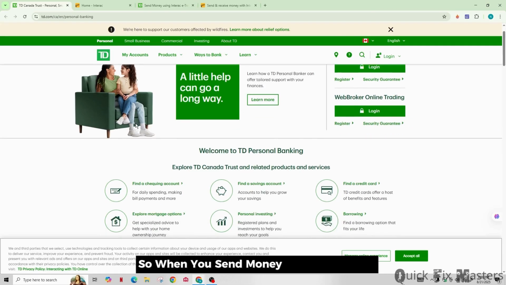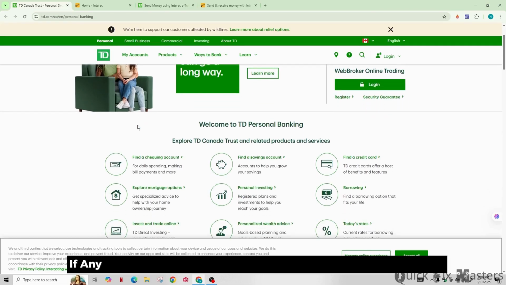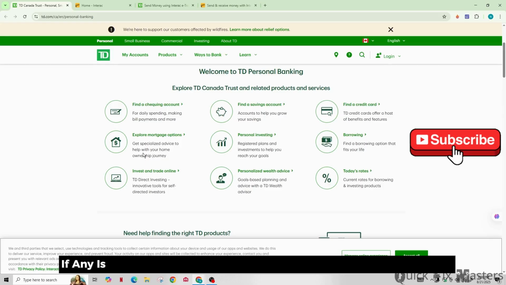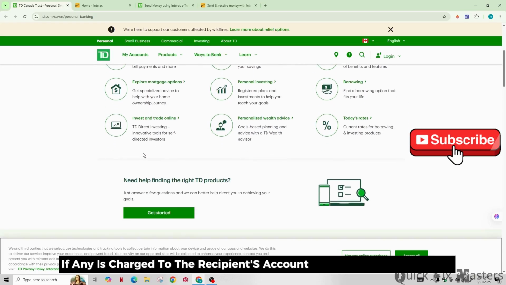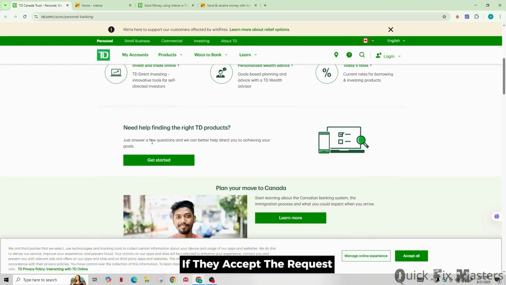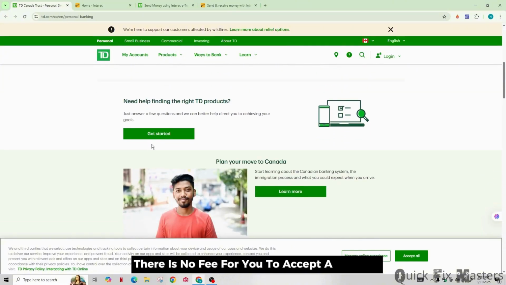So when you send money, the transfer fee, if any, is charged to your account at the time you send the money. When you request the money, the transfer fee, if any, is charged to the recipient's account at the time they deposit the money into their account. If they accept the request, there is no fee for you to accept the request.